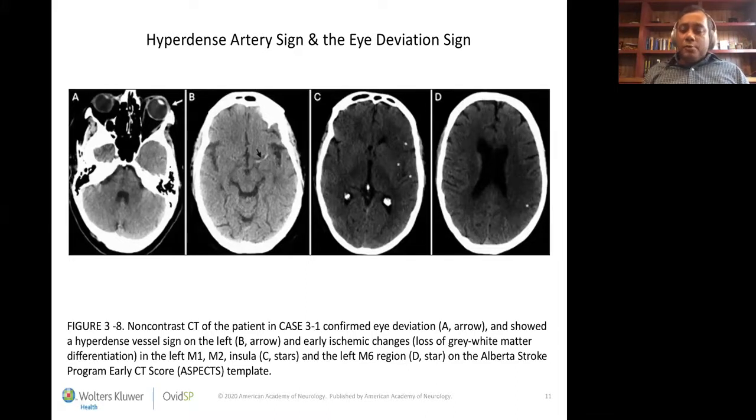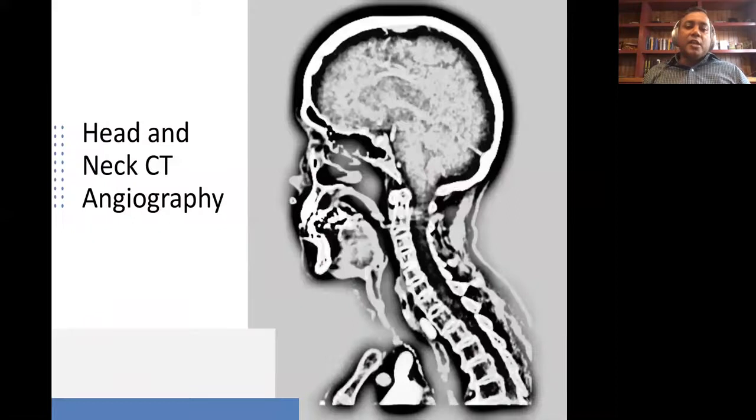So those are what we do on non-con CT assessments, so rapid assessments on non-con CT. We'll come to head and neck CT angiography next. And in our practice, we get the non-con CT first, and then we get the head and neck CT angiography.